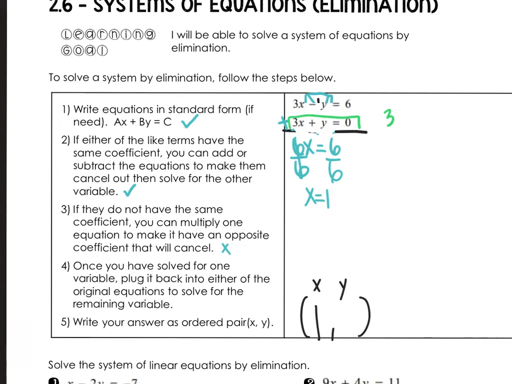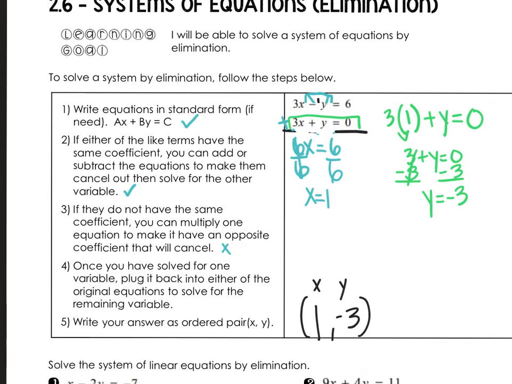So plugging in means I'm replacing x with its number now. So x equals 1, so I put 3 times (1), plus y, we still don't know y, we're trying to find that, equals 0. This simplifies: 3 times 1 is 3, plus y equals 0, and then I would subtract 3 from 0 to give me y equals -3. And the final answer would be (1, -3), and that is a one solution system of equations.